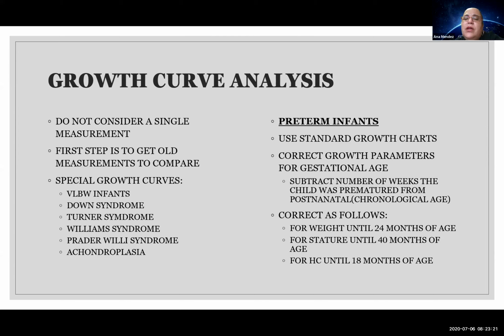Preterm infants, as we said before, unless they're very low birth weight, we can use our standard growth charts. And by the time we get a very low birth weight infant into our clinic, we can use the standard growth chart because they're like 3 months old already. They've been in the NICU for weeks. Correct growth parameters for gestational age: subtract the number of weeks the child was premature from the postnatal chronological age. Correct for weight until 24 months of age, because that's when they catch up. For stature, until 40 months of age, because that's when they catch up. And for head circumference, until 18 months of age, because that's when they should have caught up.